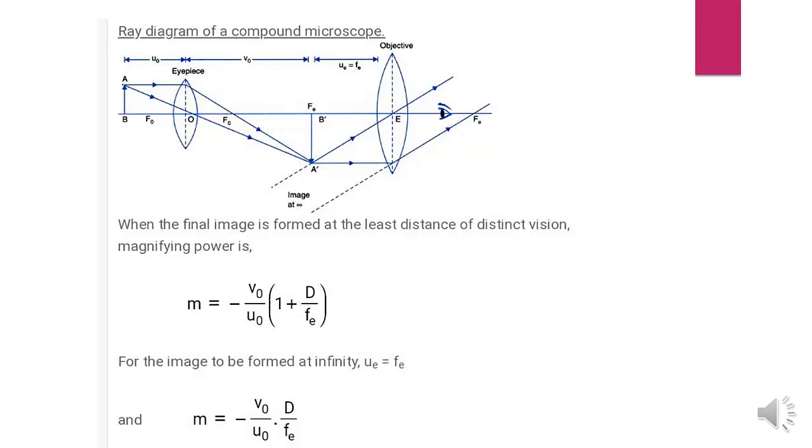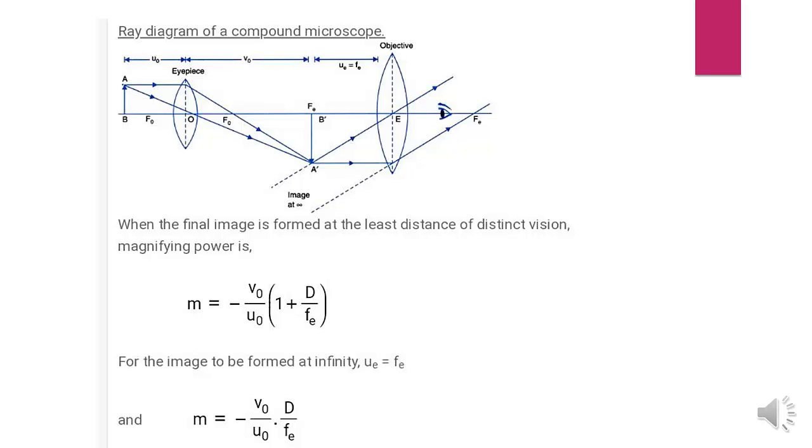So usually we will be taking only the magnitude, no need to take the negative sign. So Vo divided by Uo into 1 plus D by Fe. If the final image is forming at infinity, then magnification will be Vo by Uo into D by Fe. Clear? Vo by Uo into D by Fe.